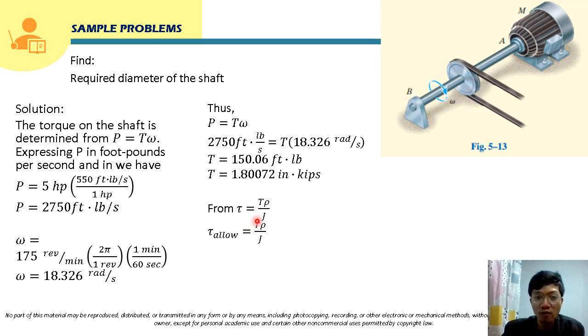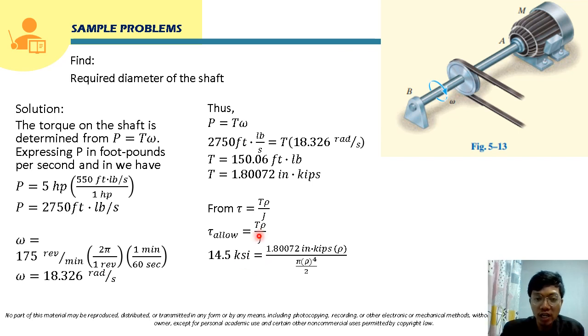The value of T, we already have that. For the allowable shear stress, that is also given, that is 4.5 ksi. So this is the given allowable shear stress. That's why we converted torque T to kips inch, so that it will be consistent in our units here. And the rho here, class, is the radius of the shaft. This radial distance is measured from the center of the shaft to the outermost surface of the shaft.